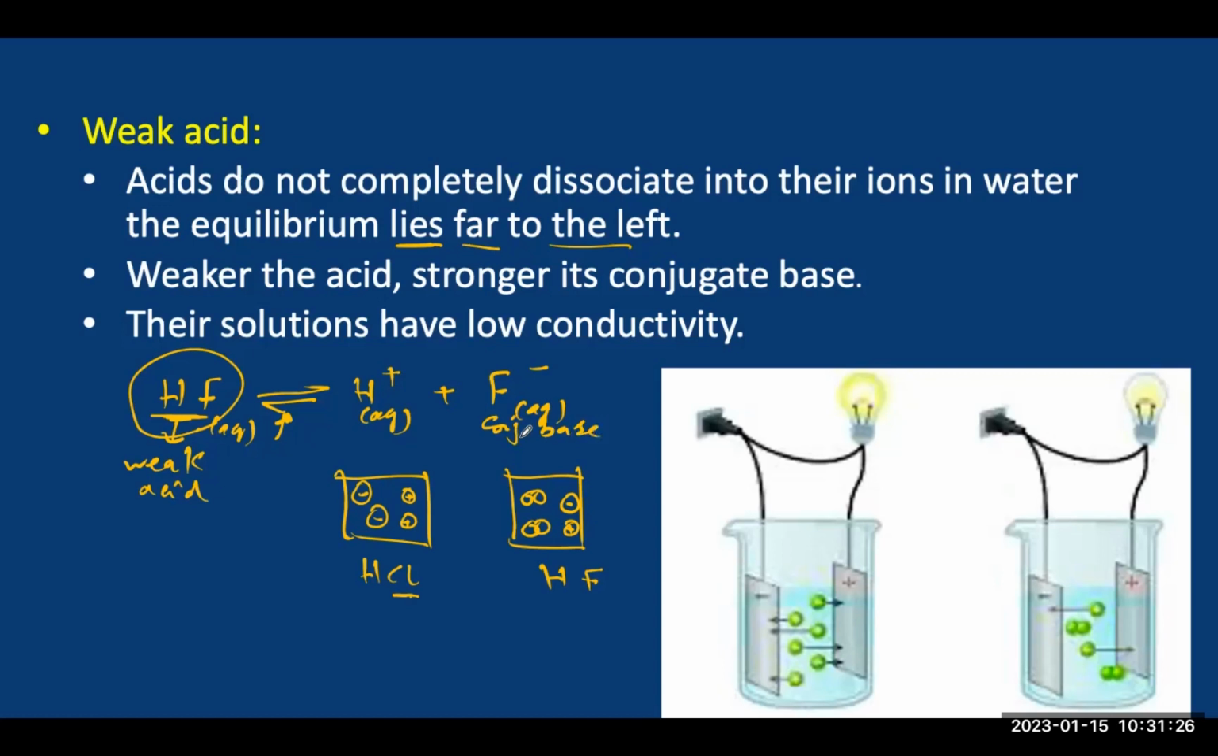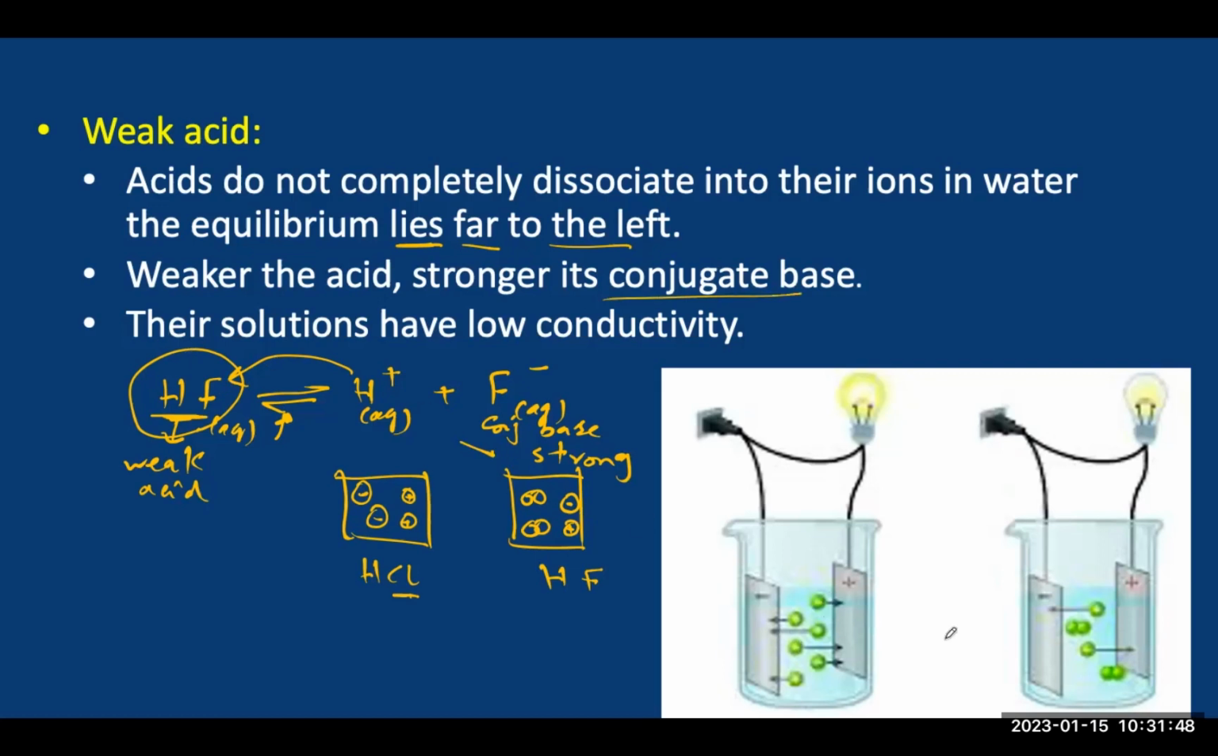So again, who will make the reverse reaction? The conjugate base, because this conjugate base comes from a weak acid, so it's a strong conjugate base. This strong conjugate base will easily attract the hydrogen from the solution and form the reverse reaction. Okay, so that's why we have a reverse reaction here, because it has a strong conjugate base.